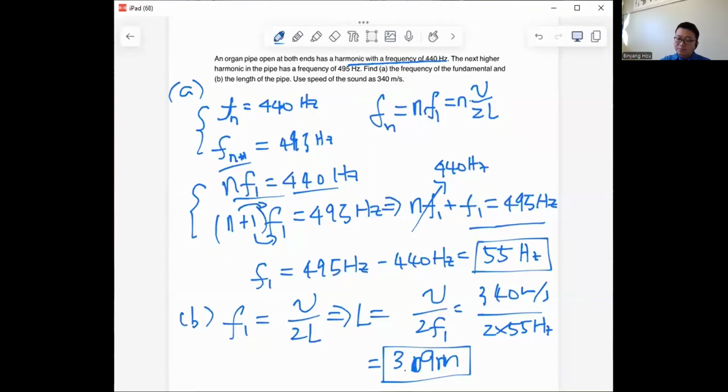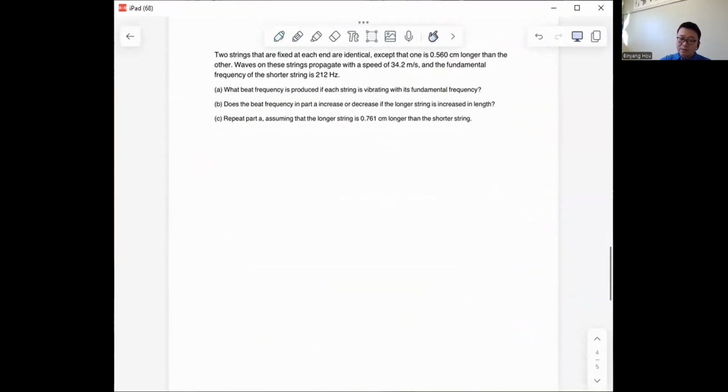All right, so on this one, let's sketch it out. The first string, and the second string, a little bit longer. So this is string number 1, this is string number 2, and the additional length is 0.560 centimeter.